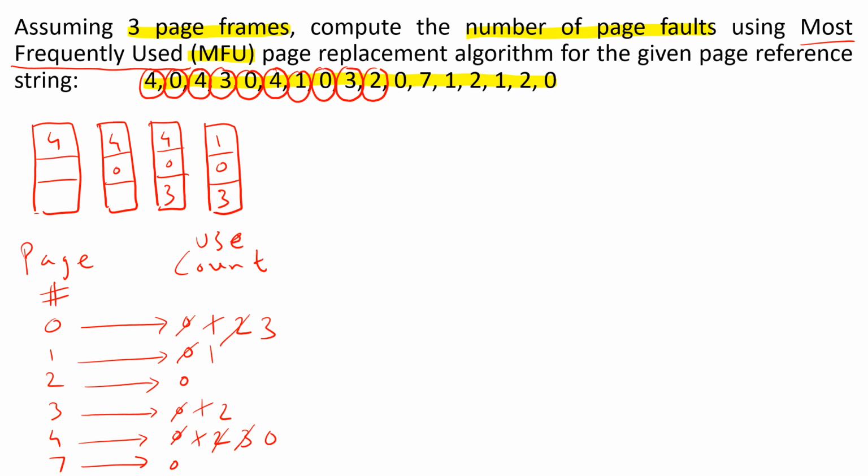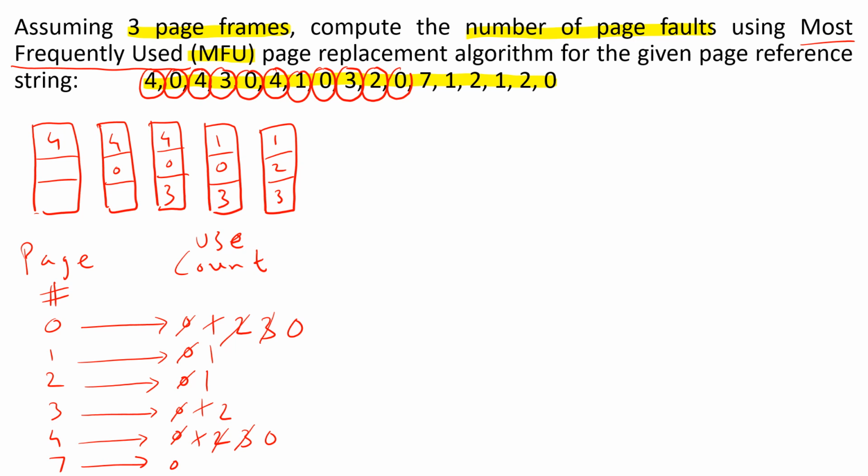Then we need page 2, so there is a page fault. Which page will be selected as victim? 1 has count of 1, 0 has count of 3 and 3 has count of 2. So naturally the highest count is of 0, so 0 is thrown out and 2 is taken into main memory. So 1, 2, 3. So 0 is thrown out, so its count becomes 0. 2 is taken into main memory, so its count is 1.